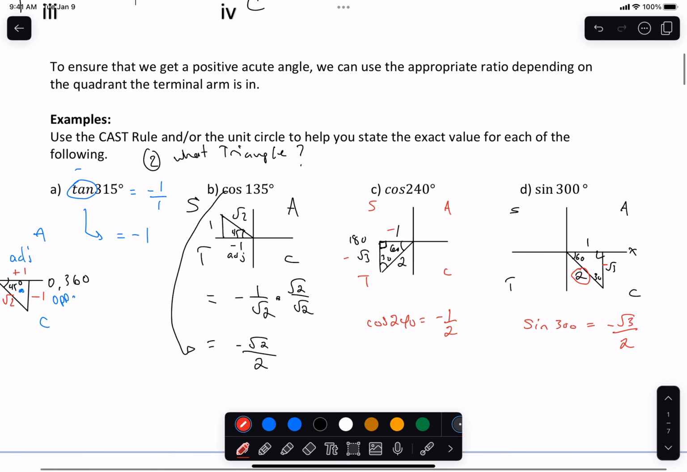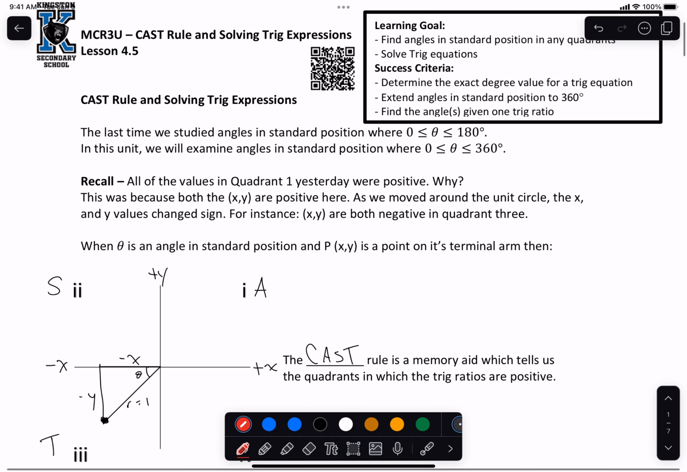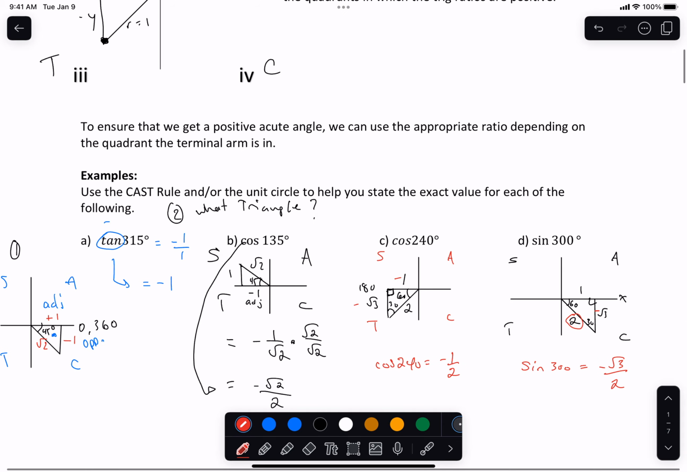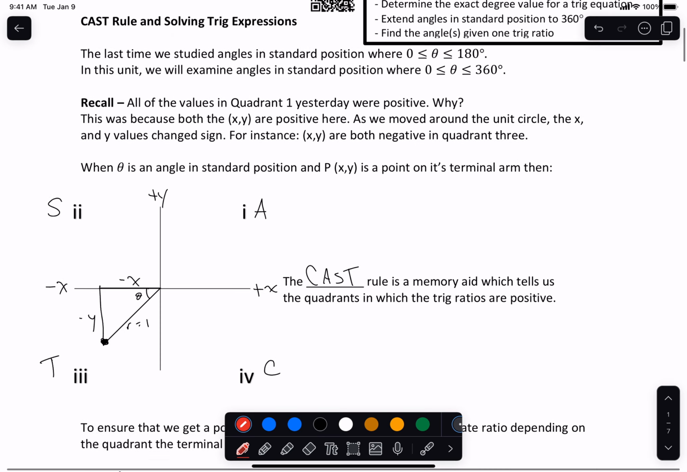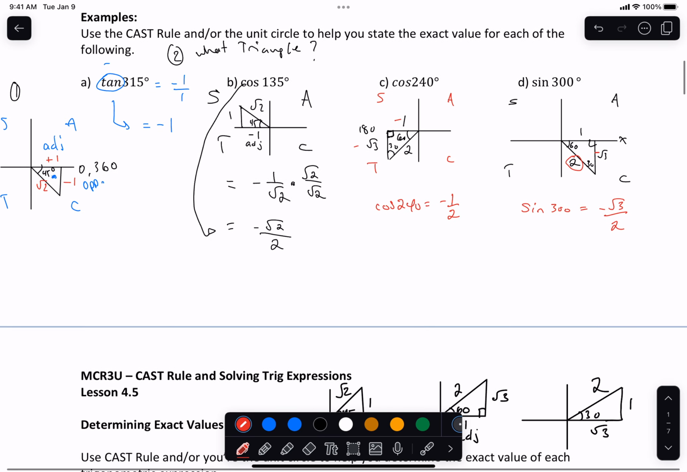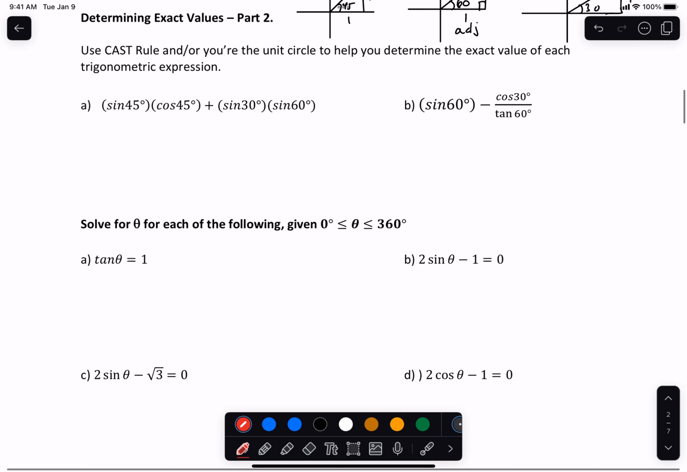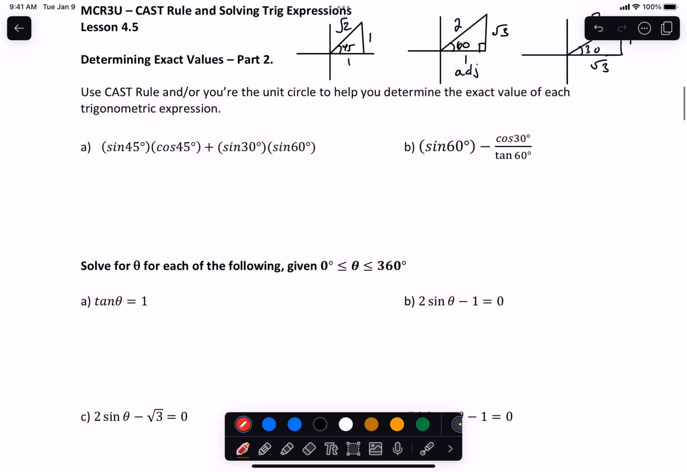Okay, I'm going to hit pause there. That's a quick synopsis of the CAST rule and finding specific trig ratios. What we're going to do in the next part of this lesson, lesson 4.5 part 2, is actually start evaluating expressions that have multiple trigonometric ratios in them. So something like this.